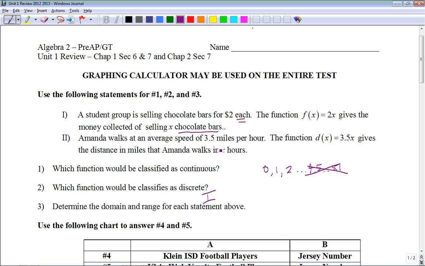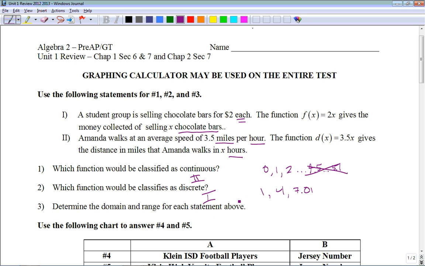For the other one, we're walking 3.5 miles per hour. So we have miles, which is the distance, and hours. Those are both continuous variables. So because we could always walk a smaller amount, we could walk for 1 hour, we could walk for 4, we could walk for 7.01. It's a long time, but we could walk 7.01 hours. So since we can always take a smaller portion of the variable, this would be considered continuous. So number 2 is continuous.